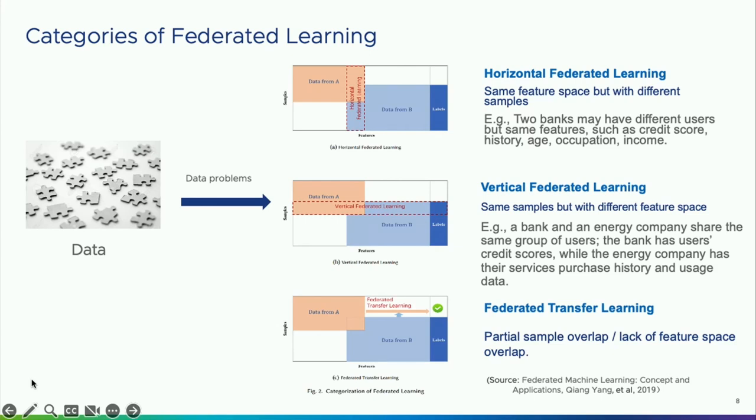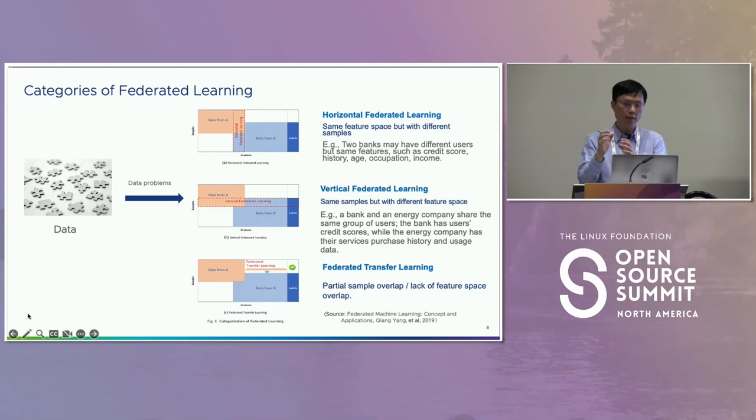In contrast, there's another way of federated learning called vertical federated learning, where the data from different parties shares the same samples but with different feature spaces. For example, a bank and another company, like an energy or e-commerce company, may share the same user, but the dimensions of that user's data in different companies are quite different. In a bank, a user may have credit scores, but in an energy company, the same person may have different data, like usage data, service purchase data, and so on.